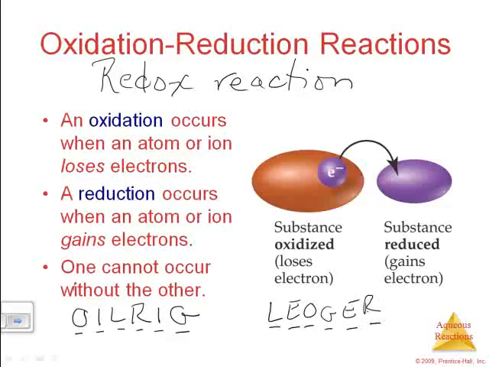Okay, and if you think about it, what happens to the oxidation number if you gain electrons? If you gain an electron, it becomes more negative. The oxidation number of your ion or your element is reduced by 1 because you're adding a negative.